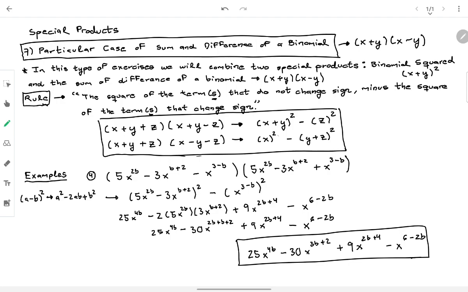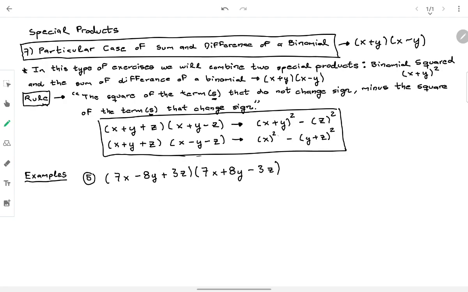So you can see it's the same. We can do it with fractions. We can do it with letters as exponents. It's the same. It's following the specific rule of a difference of a binomial and also using the rule of binomial squared. So let's see one last example.